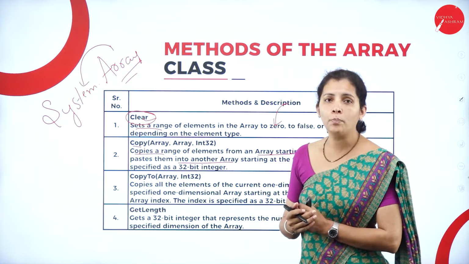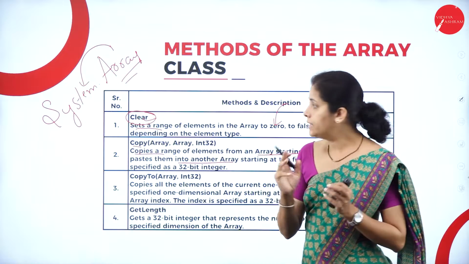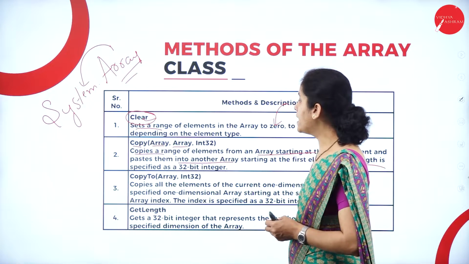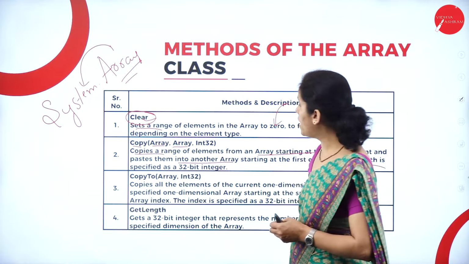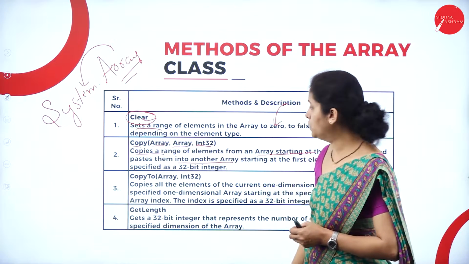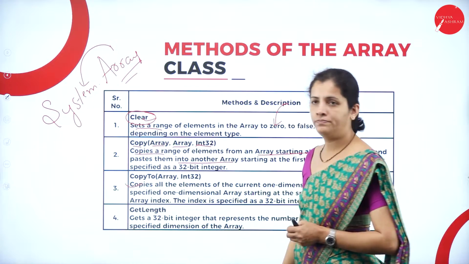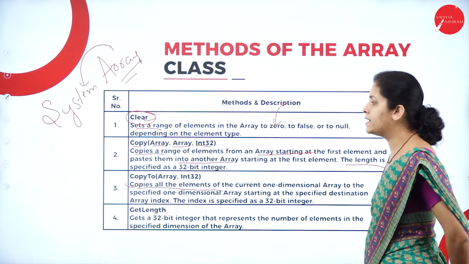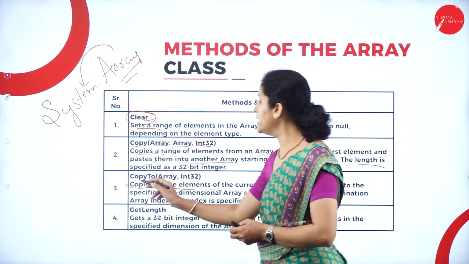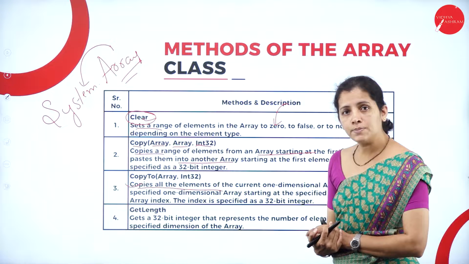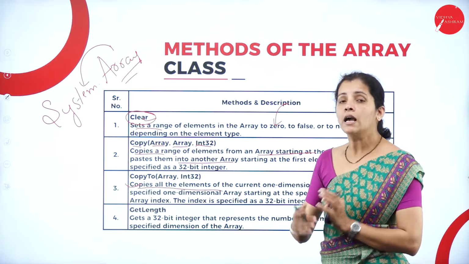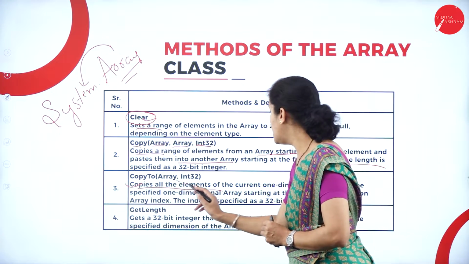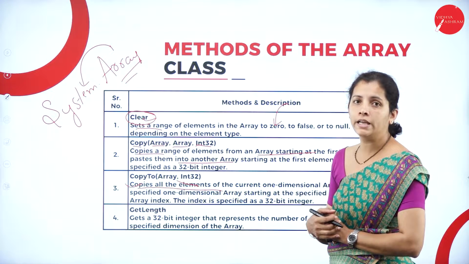Suppose I want to copy two arrays, then I'm going to specify array 1 and array 2 and what type of array. So it is Int32. Now CopyTo copies all the elements of the current one-dimensional array into the specified one-dimensional array. So dear student, CopyTo is responsible for copying the current array elements to the specified array elements, and the index is specified as a 32-bit integer.